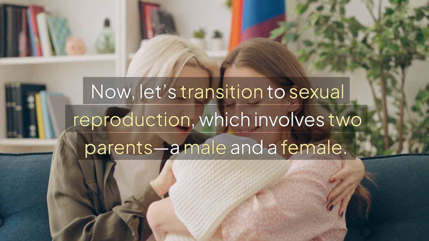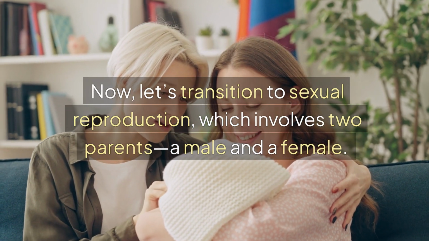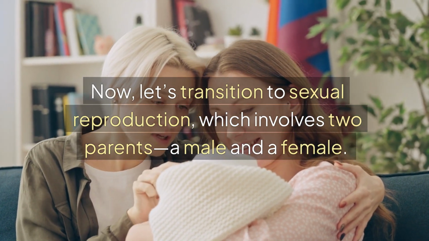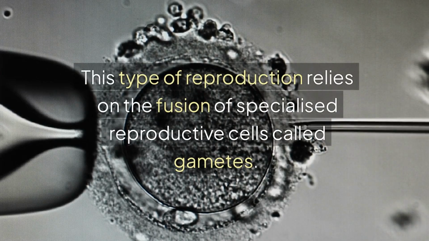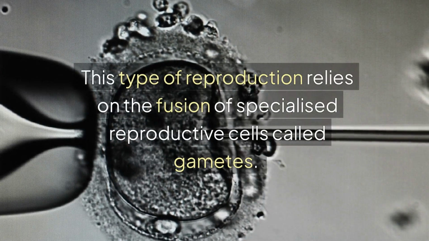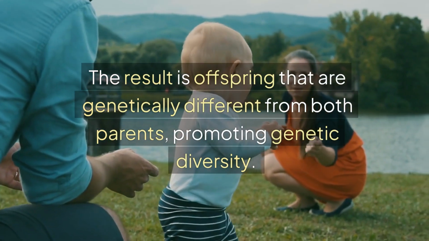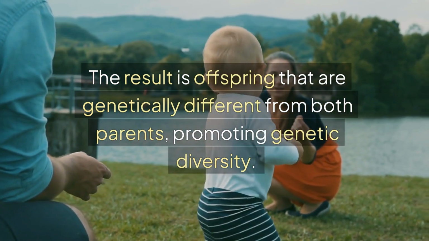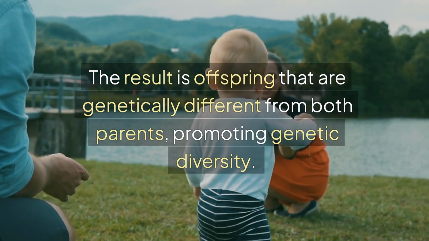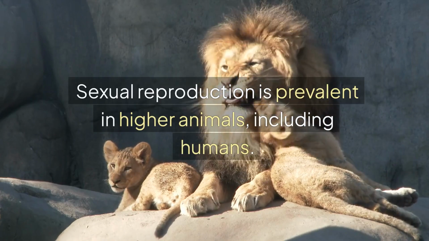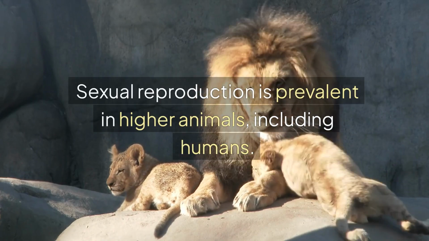Now, let's transition to sexual reproduction, which involves two parents, a male and a female. This type of reproduction relies on the fusion of specialized reproductive cells called gametes. The result is offspring that are genetically different from both parents, promoting genetic diversity. Sexual reproduction is prevalent in higher animals, including humans.